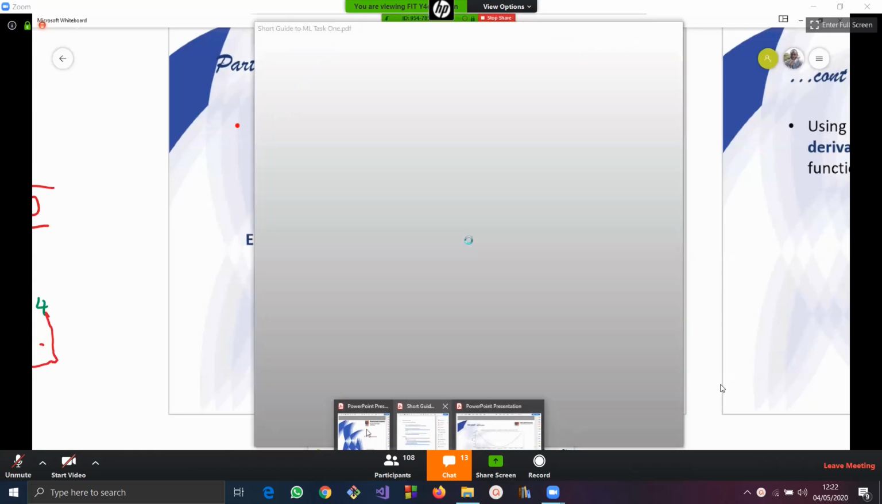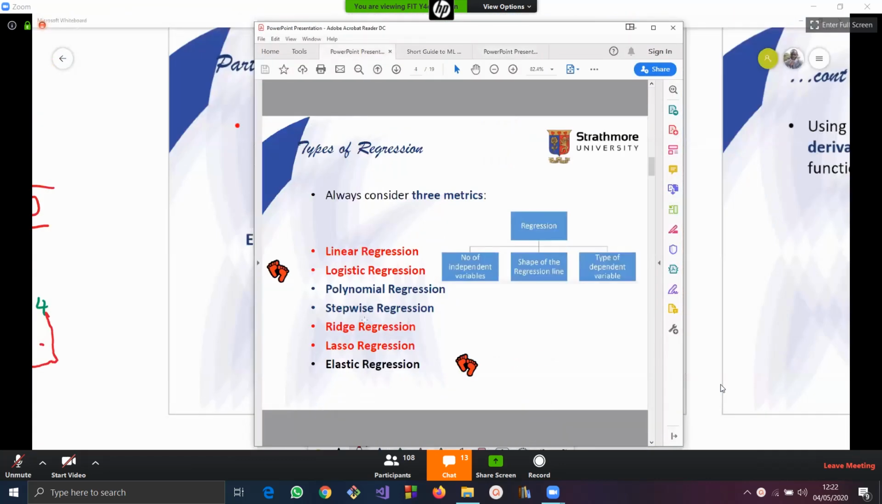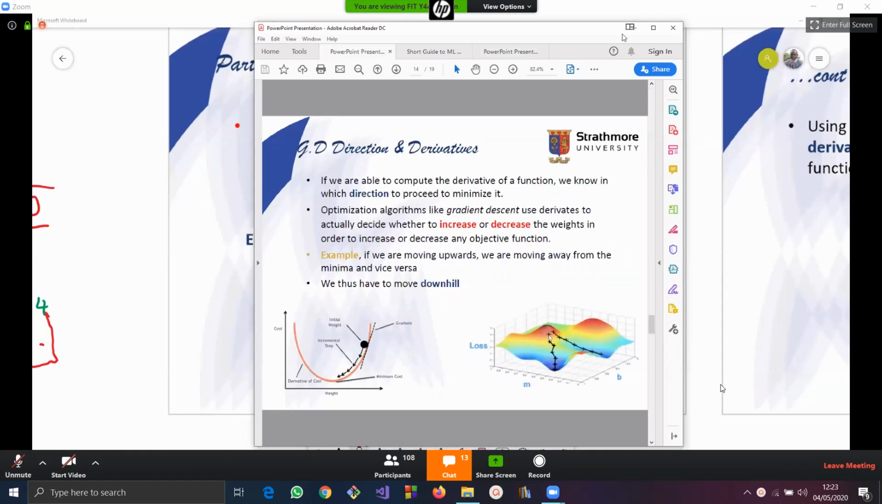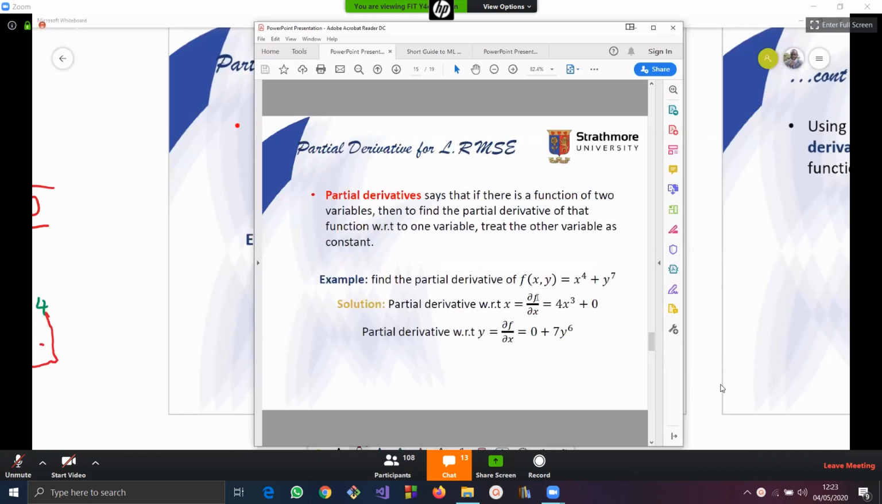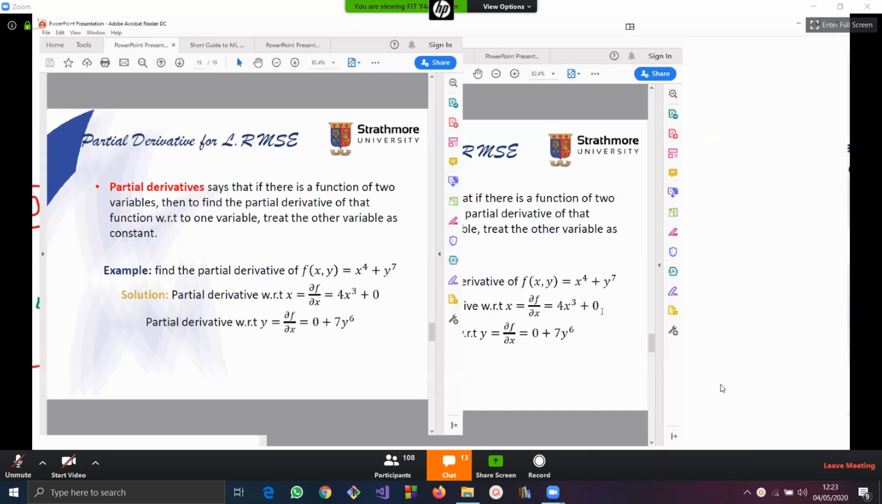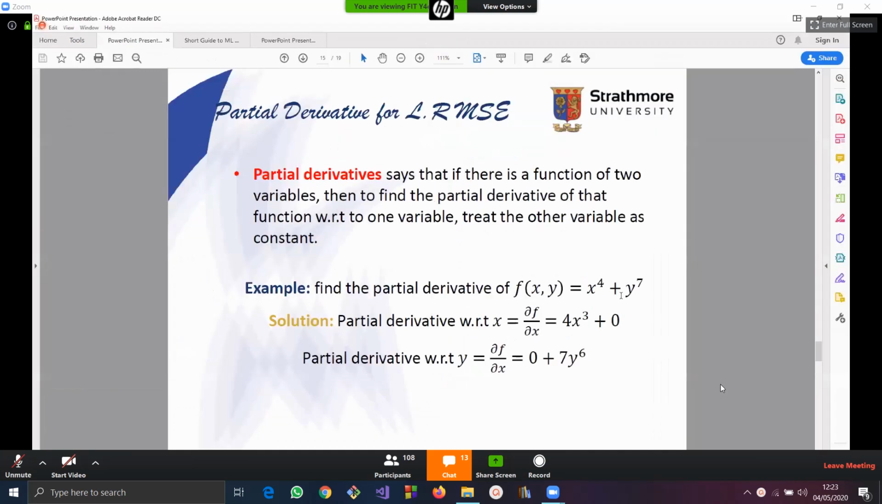So if I may pull this one, it is more clear. Yes, it's here. So now the partial derivative. Suppose this is a function of x and y, x power 4 plus y power 7. Now, the partial derivative is done like this.